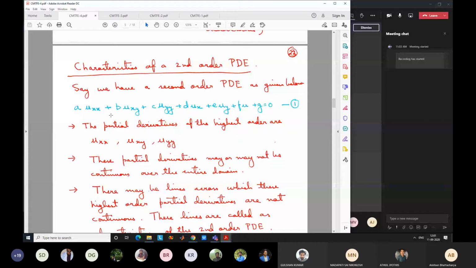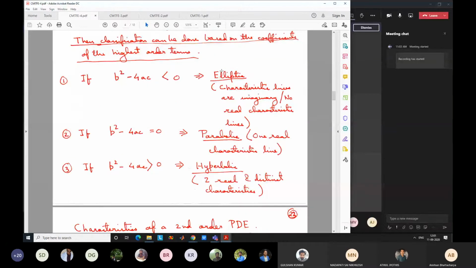You can ask, okay, our equation is elliptic. So what? Why should I be bothered whether it's an elliptic or parabolic equation? How does it involve our solution strategy? That is the question we are trying to understand.